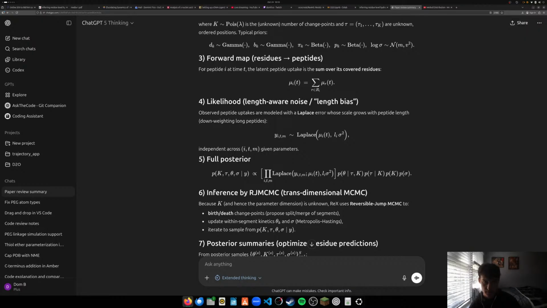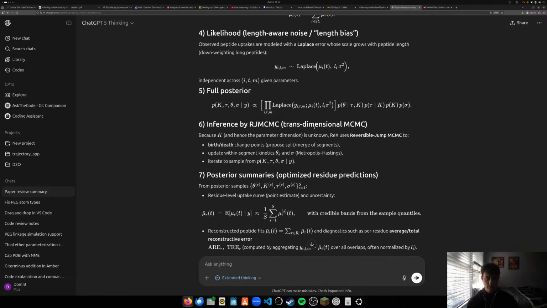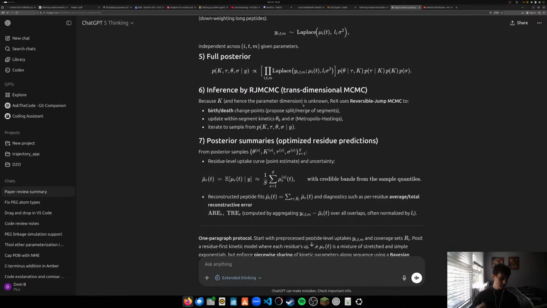Forward map residues to peptides. For each peptide i at time t, the latent peptide uptake is the sum over the covered residues. Okay. Likelihood, length aware noise, length bias. Observed peptide uptakes are modeled with Laplace error whose scale grows with peptide length. Full posterior. Inference. God, dude. This is like impenetrable, it seems like.